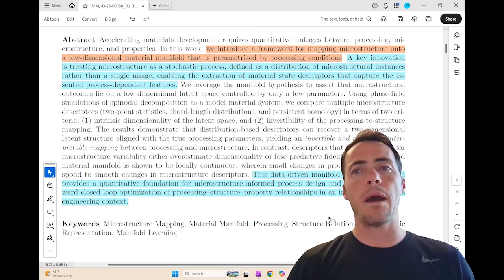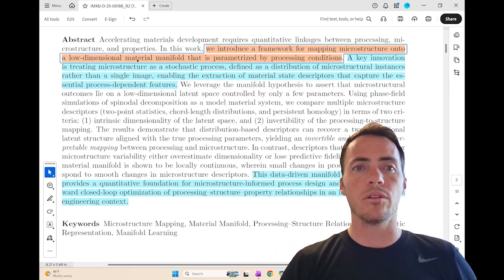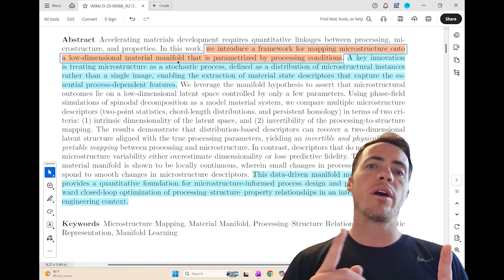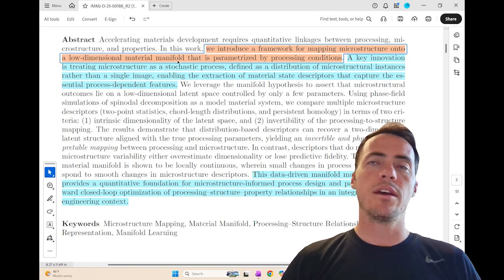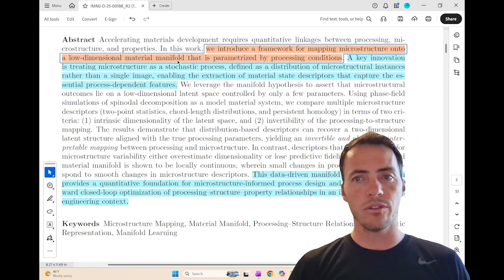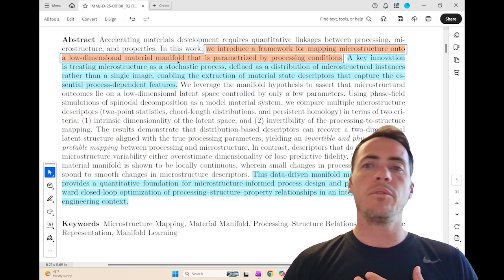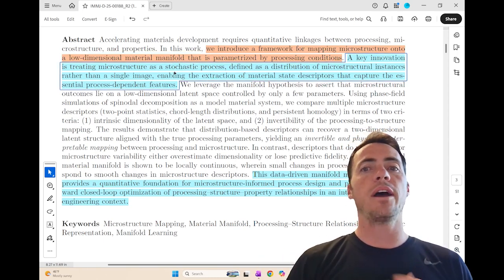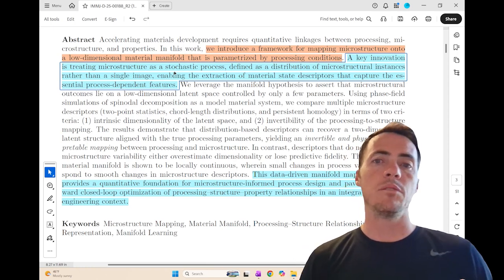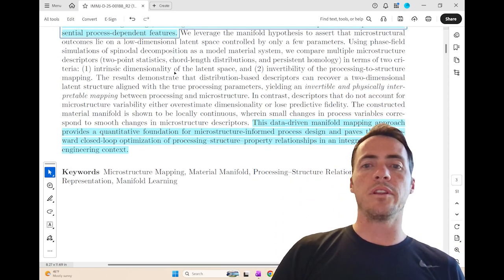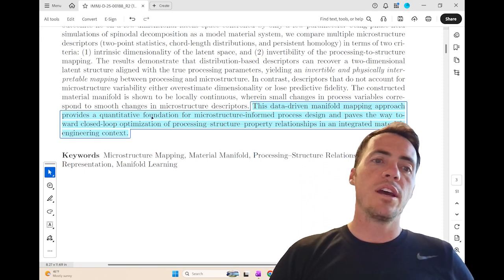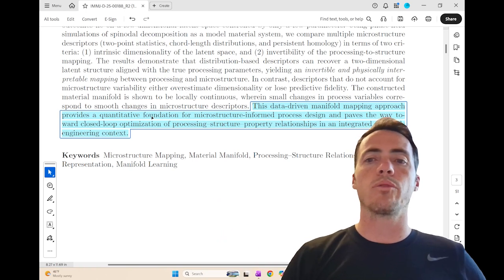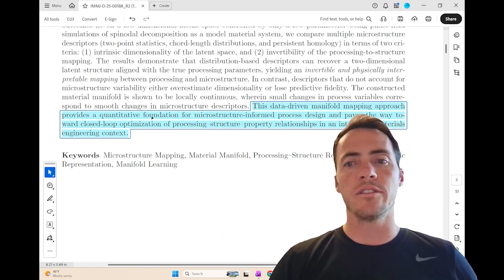They create this framework for mapping microstructure onto low-dimensional material manifolds. And low dimension is a key word there. I'll come back to that. And also, these are parameterized by the processing conditions as opposed to the microstructure features. Okay, so the key innovation that they do here is that they treat the microstructure as a stochastic process defined by a distribution of instances rather than a single image. I'll show an example of that in a second. And then ultimately, with this data-driven manifold mapping approach, they end up with a quantitative foundation for these microstructure-property-processing relationships that are so important to the ICME context.